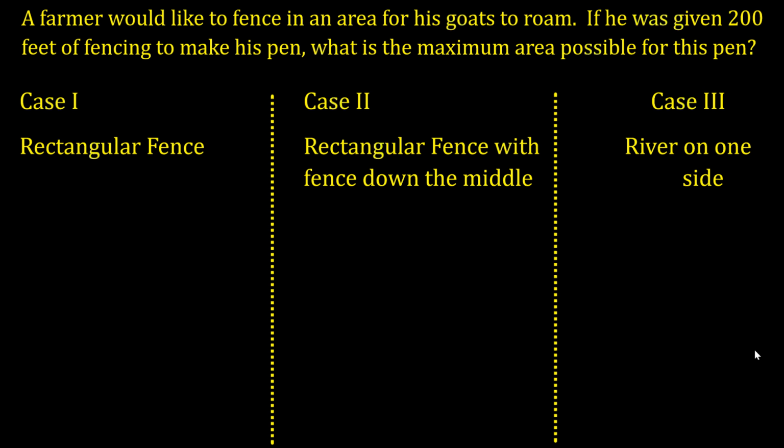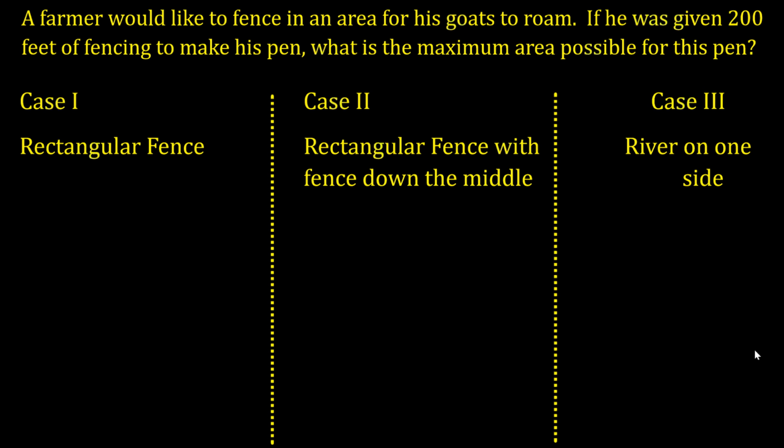A farmer would like to fence in an area for his goats to roam. If he was given 200 feet of fencing to make his pen, what's the maximum area possible for this pen? We're going to look at three different cases of this problem. First case is just going to be a rectangular fence, pretty straightforward. The second case is a rectangular fence with fencing down the middle. Maybe he wants to separate his male and female goats so he doesn't make baby goats. That might be one possibility.